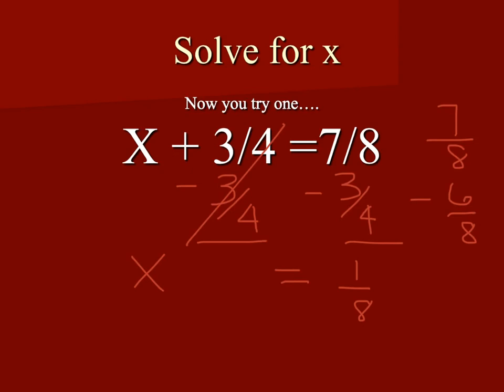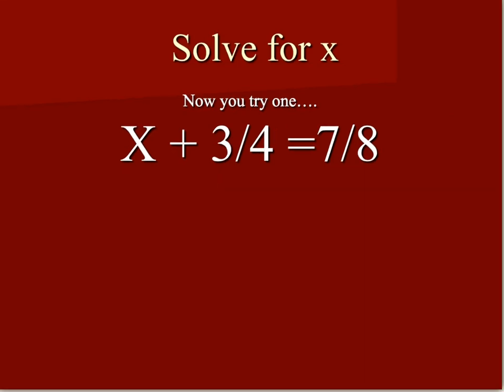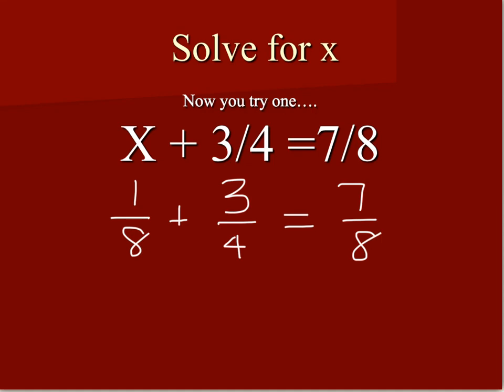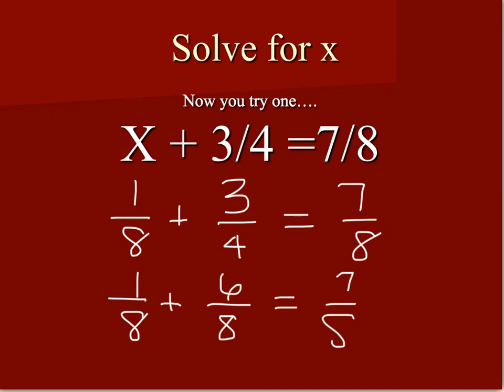So now it's time to check it. If I replace x with 1/8 and I add that to 3/4, do I get 7/8? Well, again, I have to get a common denominator. 1/8 can stay the same, but I'm going to change 3/4 into 6/8. When I add 1/8 and 6/8 together, I get 7/8. So 1/8 is a solution to my equation.